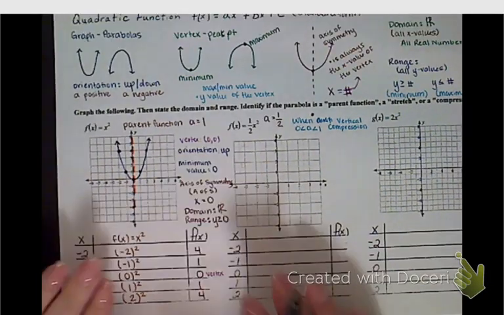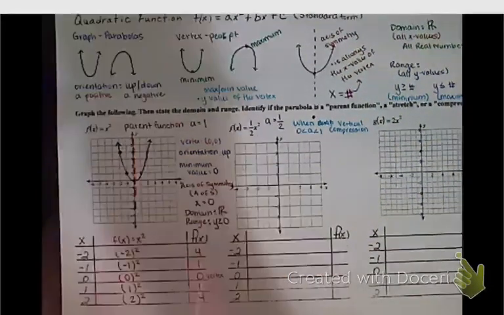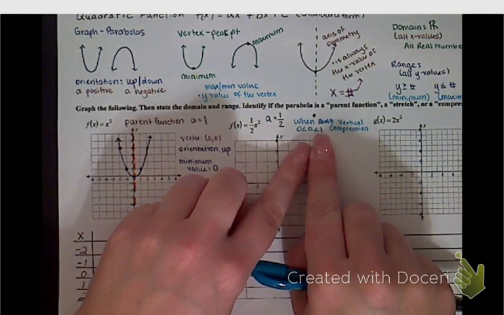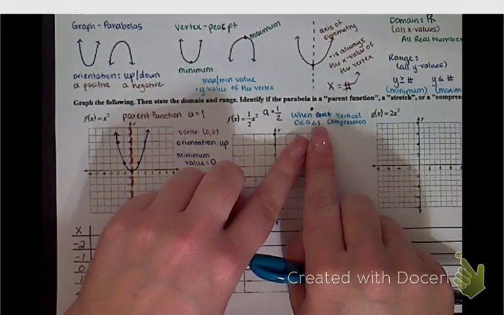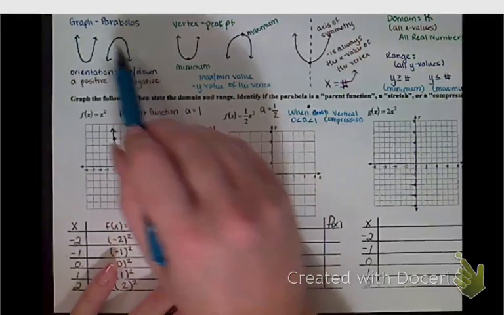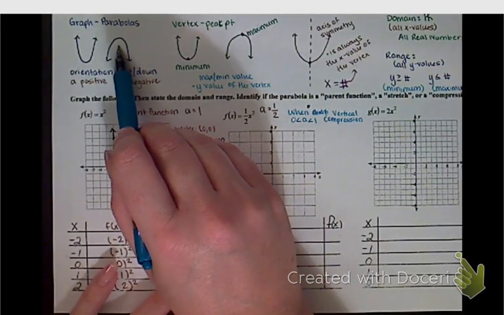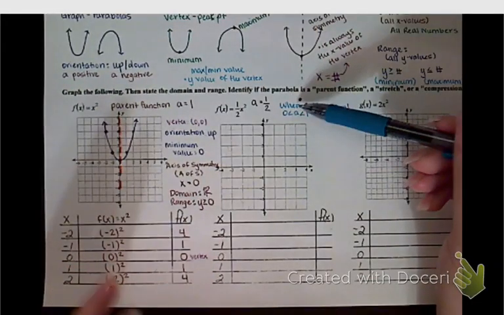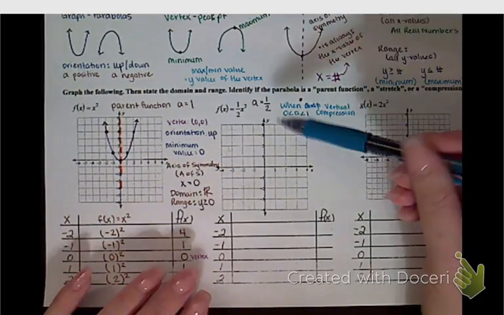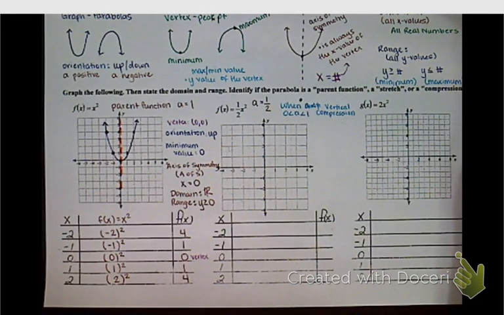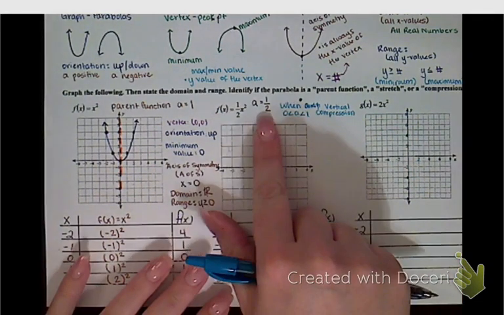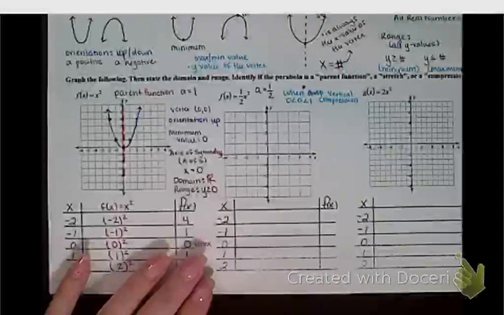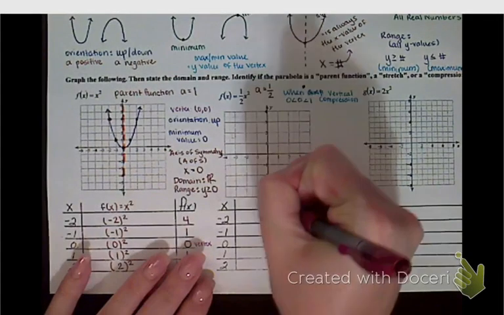Now, if your a value is negative, you're going to ignore the negative sign and you're going to see if the actual number is between 0 and 1. The only thing the negative does is tells you the orientation. Okay, and we'll get to some of those problems. So, again, we have a vertical compression when a is between 0 and 1. So in this case, it's 1/2. All right, let's fill in our table.